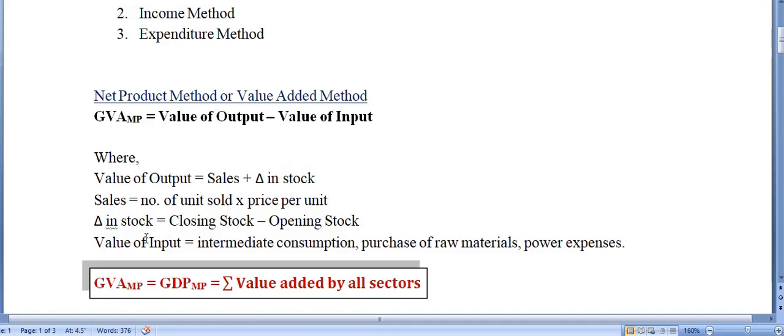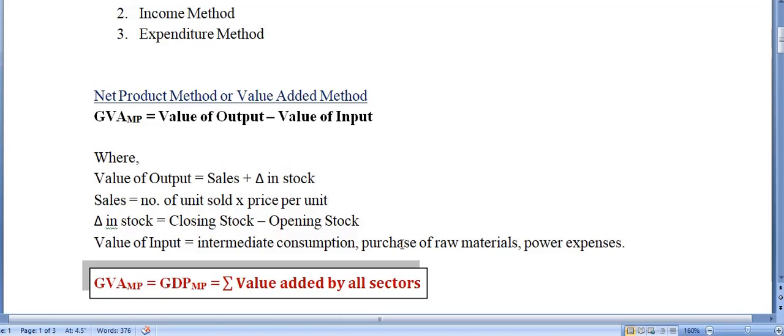By value of input, we mean the intermediate consumption: purchase of raw materials, power expenses, etc. It will be mentioned in the question, but you have to identify whether it is a value of input or value of output. Value of output is very simple: sales plus change in stock. That's it. Now this value added method is very simple.